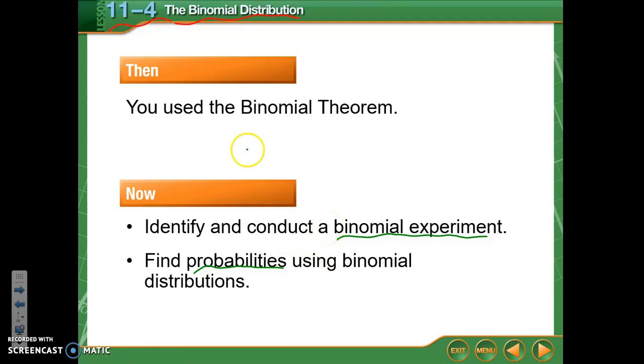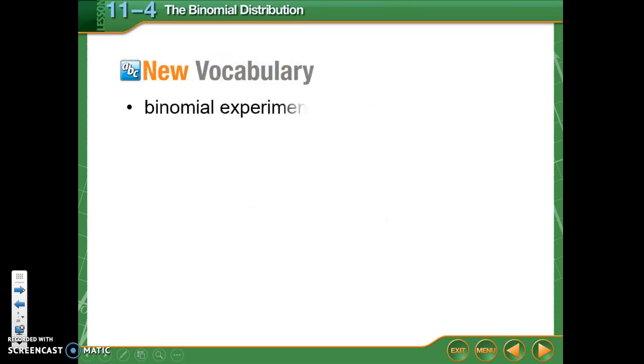There's one example at the end we won't get to because we have not done the binomial theorem, but we can get the basic idea of binomial experiments pretty easily. So the vocabulary you need to be on the lookout for is binomial experiment, and binomial distribution.